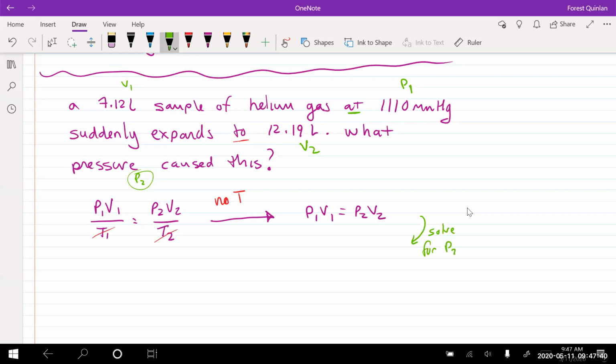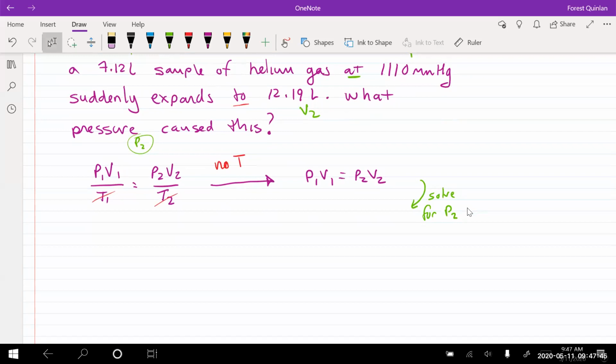So I'm going to solve for P2. And so that's going to be P2 is equal to P1 V1 over V2. Now, before we put any numbers in, I always like to solve these problems symbolically as much as possible. That avoids miswritings and mistypings and such.